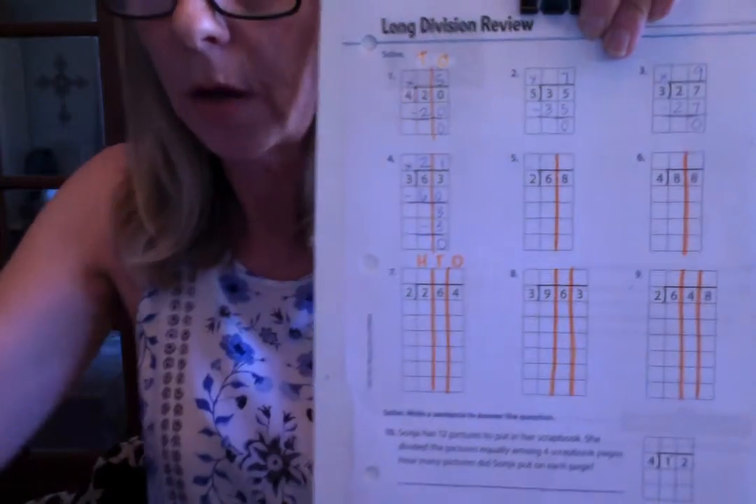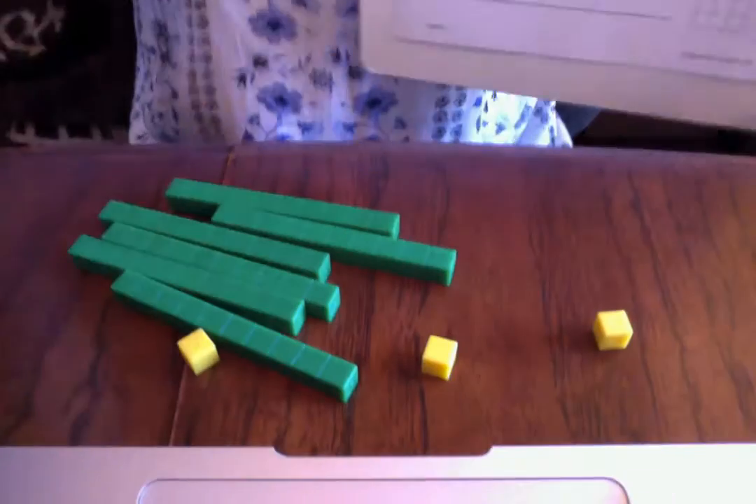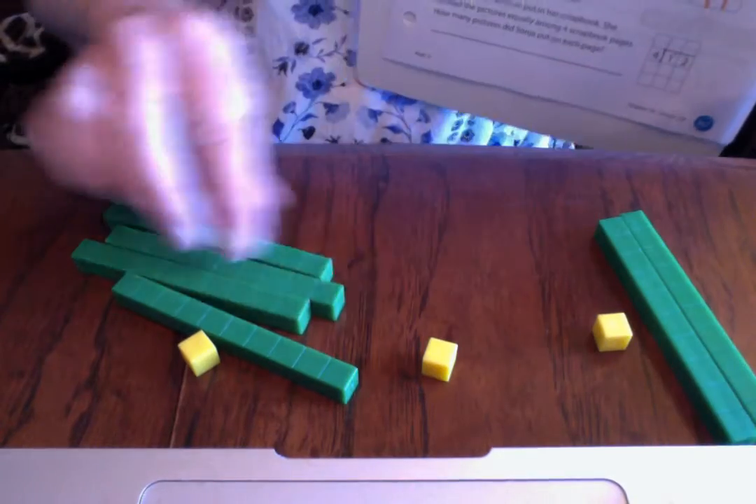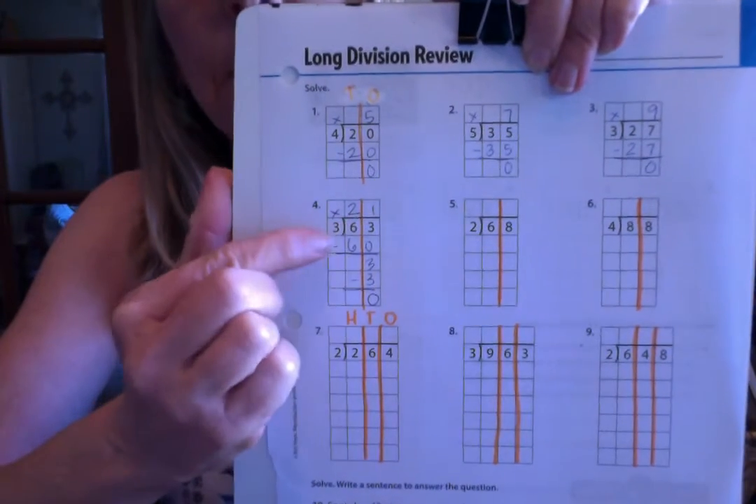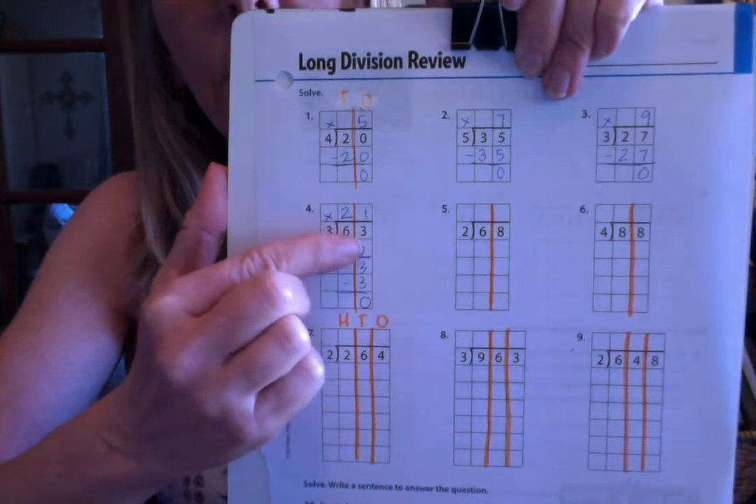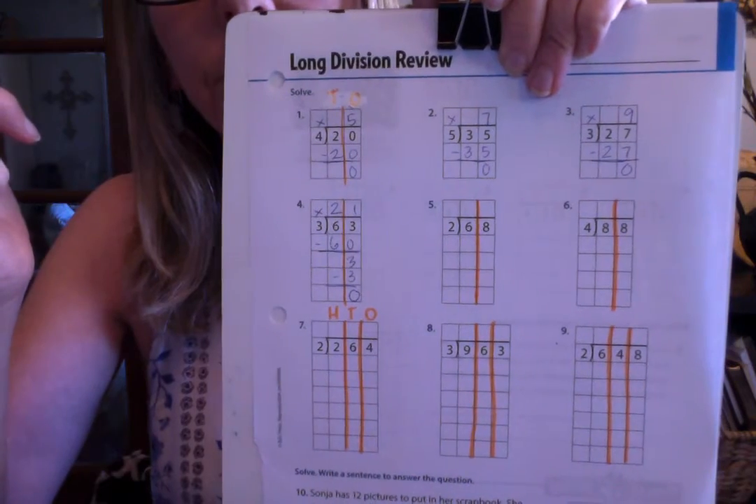Okay, so if you have 63 and you divided that into 3 equal groups, you can see we have 21. And that's our answer. 63 divided by 3. 63 put into 3 equal groups equals 21 in each group.